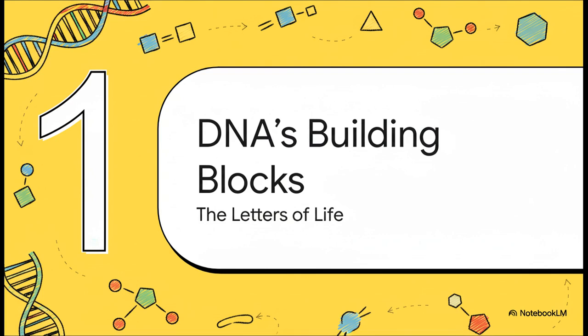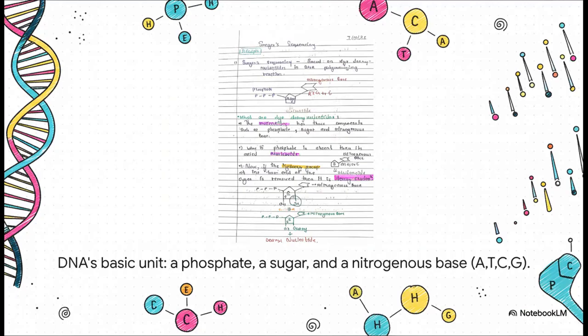All right, first things first. Before you can read a code, you gotta know the letters. So let's break down DNA into its most fundamental parts. Every single strand of DNA is built from these little units you see here, called nucleotides. Each one has three parts: a phosphate, a sugar, and a nitrogenous base. Now, it's that base that's the really important part for us. It can be one of four things: A, T, C, or G. You can think of those as the four letters in the genetic alphabet. Our entire goal here is to figure out the exact order of those letters.